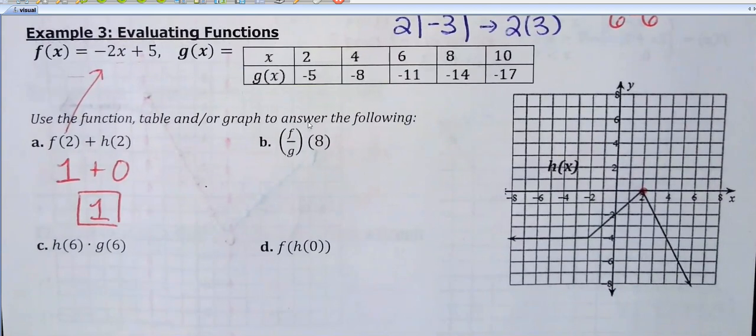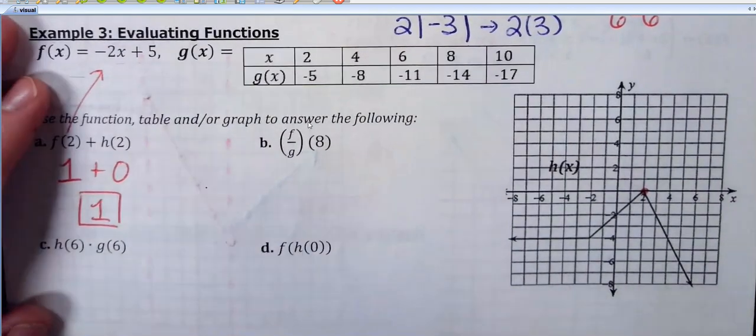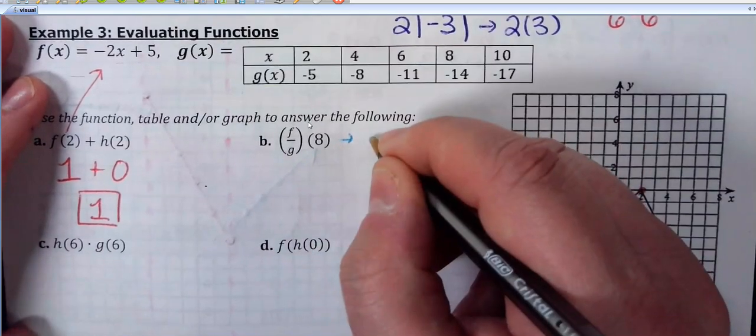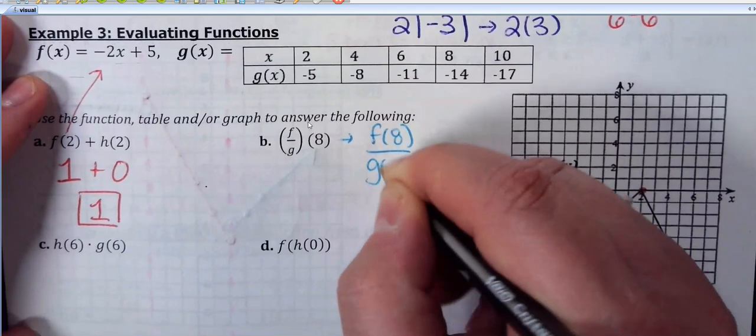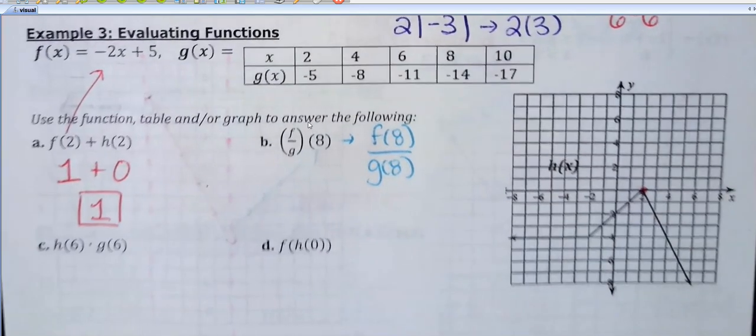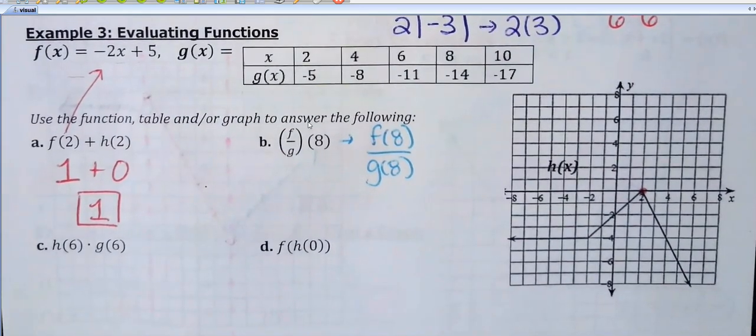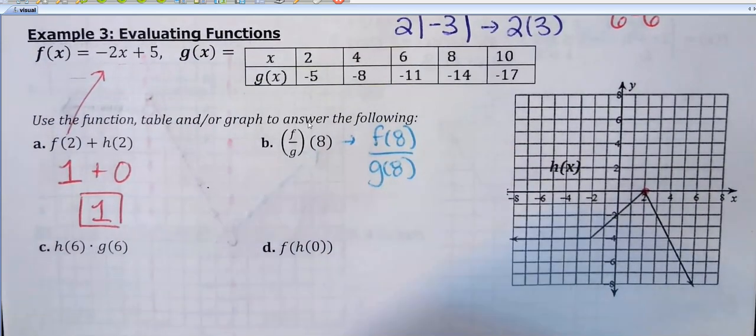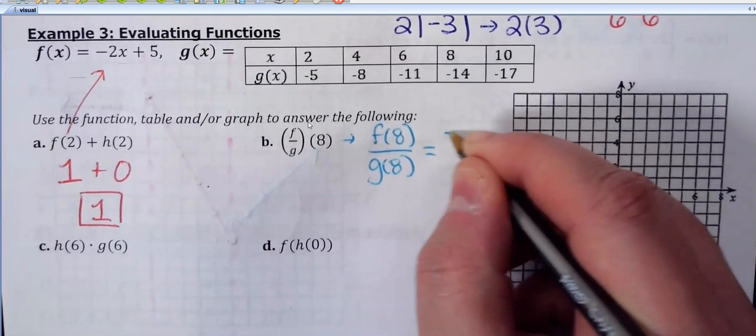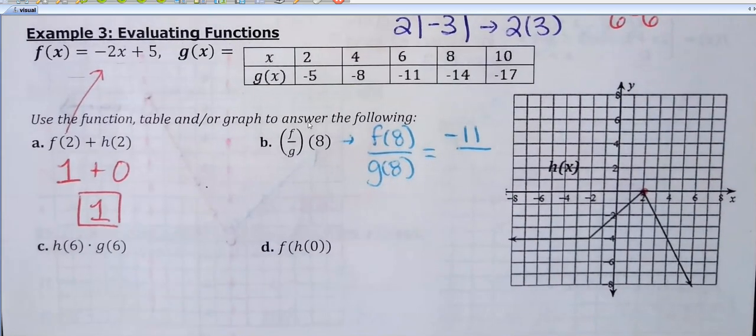All right, we haven't done operations for a minute, so if you guys remember, this notation, f divided by g of 8, means f of 8 divided by g of 8. So for the f of x, we're just going to plug it into the little rule. Everywhere I see an x, I'm going to plug in 8. So if I did negative 2 times 8, we'd get what? Negative 16 plus 5. So the top of that would be negative 11.